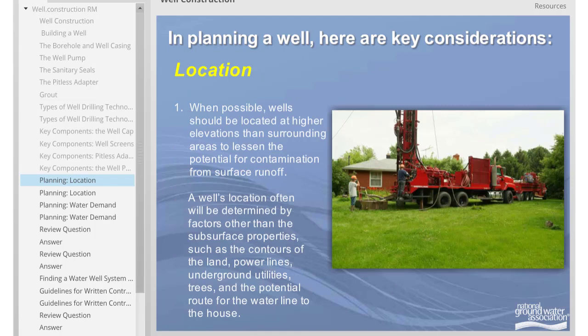In planning a well, there are some key considerations. One such consideration is location. When possible, wells should be located at higher elevations than the surrounding areas to lessen the potential for contamination from surface runoff. A well's location often will be determined by factors other than the subsurface properties, such as the contours of the land, power lines, underground utilities, trees, and the potential route for the water line to the house.